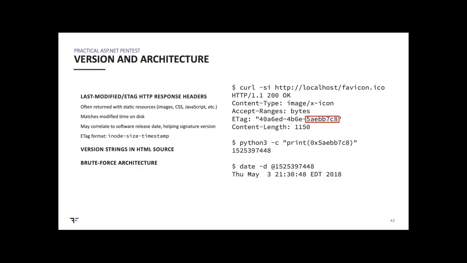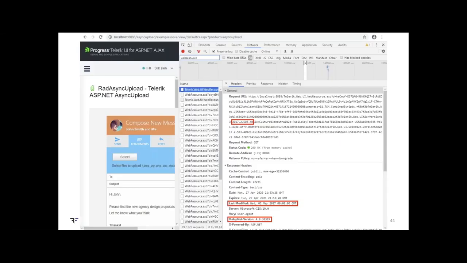Another really cool thing you can do, if you need to signature the exact version of the software you're using, is look at the last modified date and ETags, because those can indicate when the software was released. If you're unfamiliar with an ETag, sometimes it's structured in the format of inode, size, timestamp. So in this case, you have a timestamp there on the right, which you can convert from hex to decimal in epoch time, and then convert that epoch time to a date string that you can read. And now I'm showing you an example here in Telerik UI. The version string is disclosed in a resource that we're requesting. And so that's really useful.